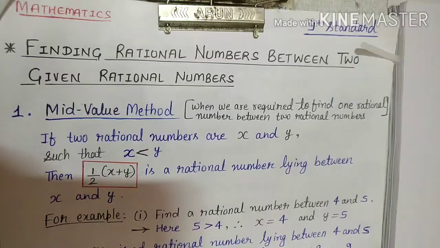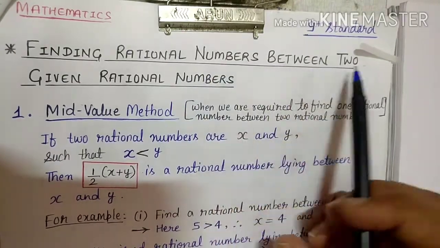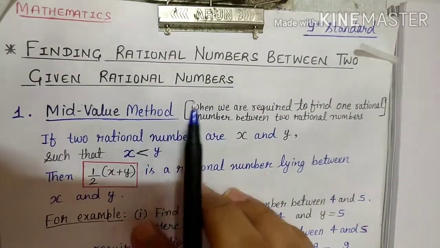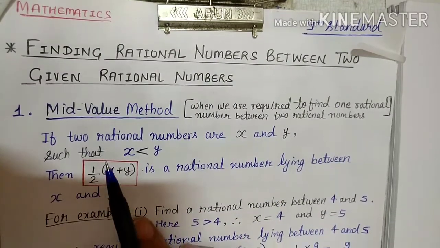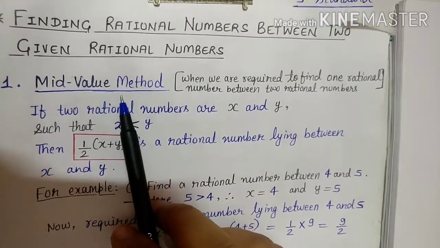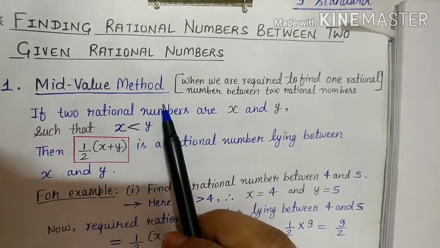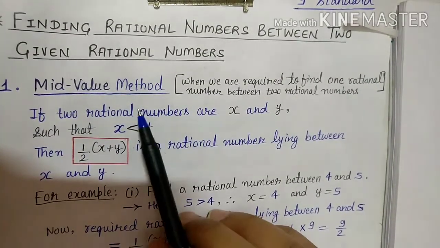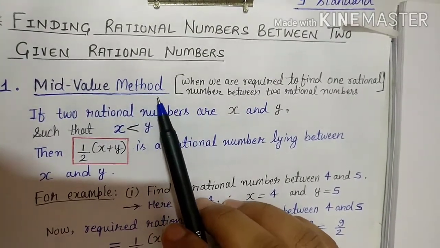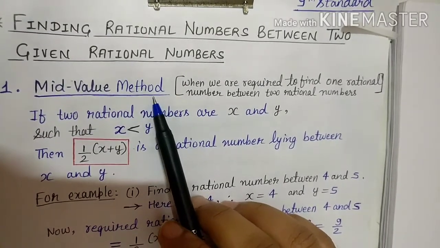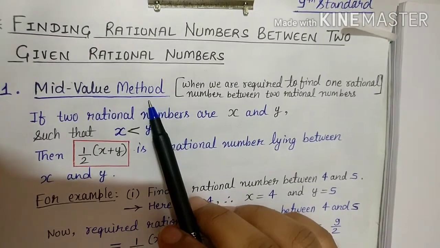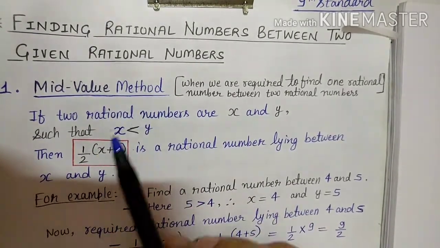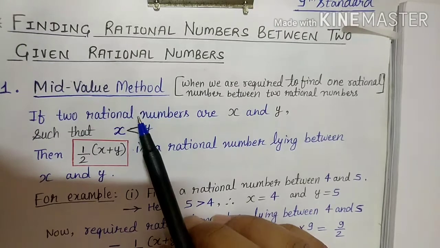Okay, students. So now we will learn how to find a rational number between two given rational numbers. For finding this, we have some methods. First we will learn about the mid-value method. When is it most suitable? It is most suitable when we have to find only one rational number between the two given rational numbers. We can find two also, but it is best suited for one.